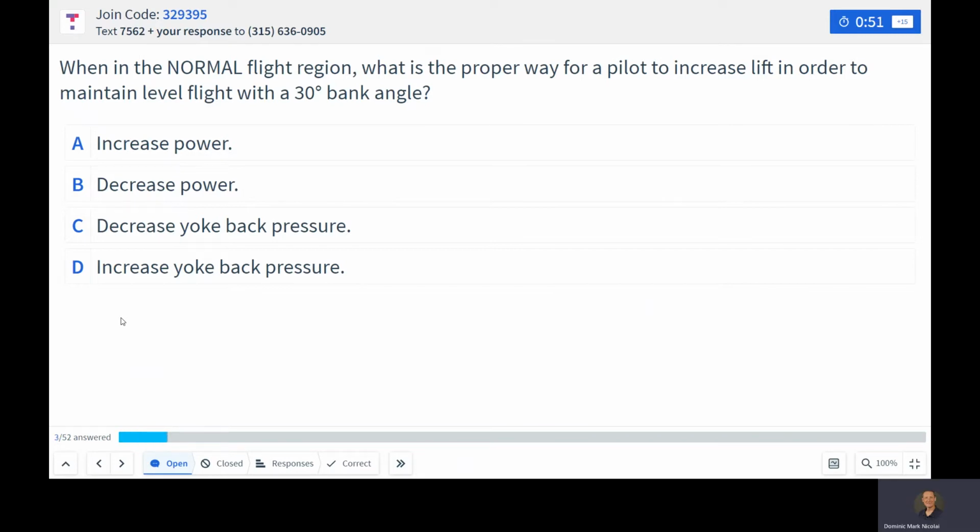Don't think too much into this question here. We're just talking about lift. It should be an easy one. We've ingrained this in you since day 1 of your flying.